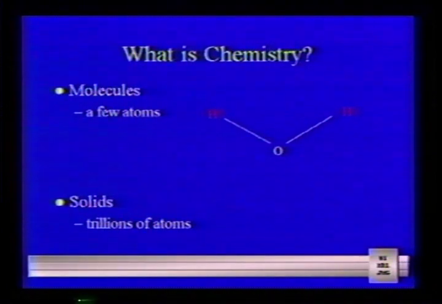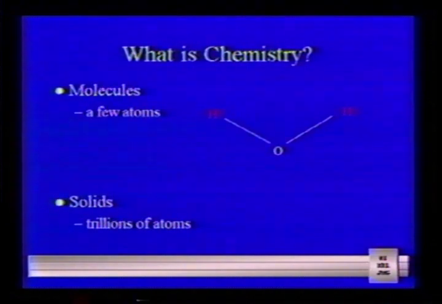Now, molecules are typically things that have only a few atoms. I show here water, with 2 hydrogen atoms and an oxygen atom, that most of you probably have seen. The distinction I want to make today, and what I'm interested in, is much larger numbers of atoms, trillions and more than that.